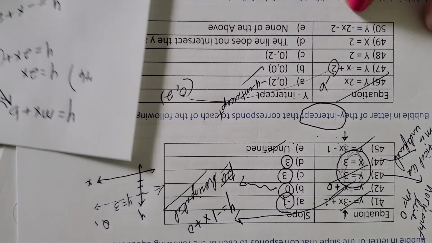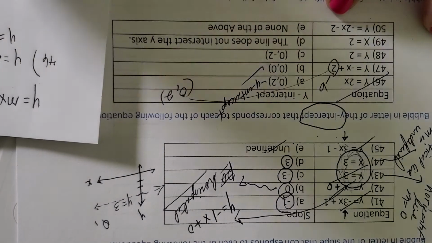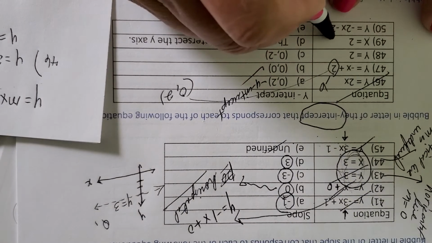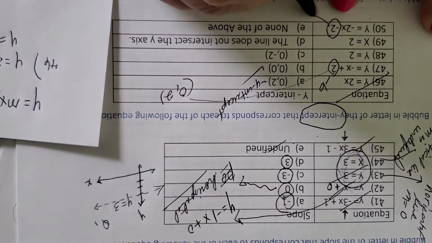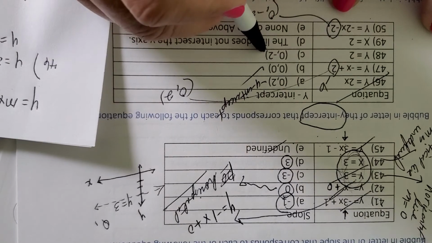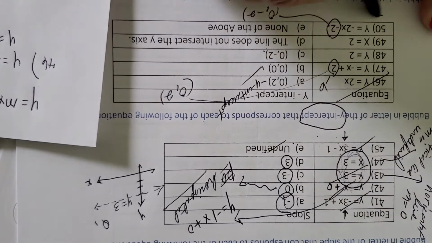Now here, this is again the same equation that we had before. This is the slope, which is negative 2, but they're not asking you for the slope. They're asking you for the y-intercept, which is b. So it has to be (0, negative 2). It's right here. Look, (0, negative 2). So I'm done with this.